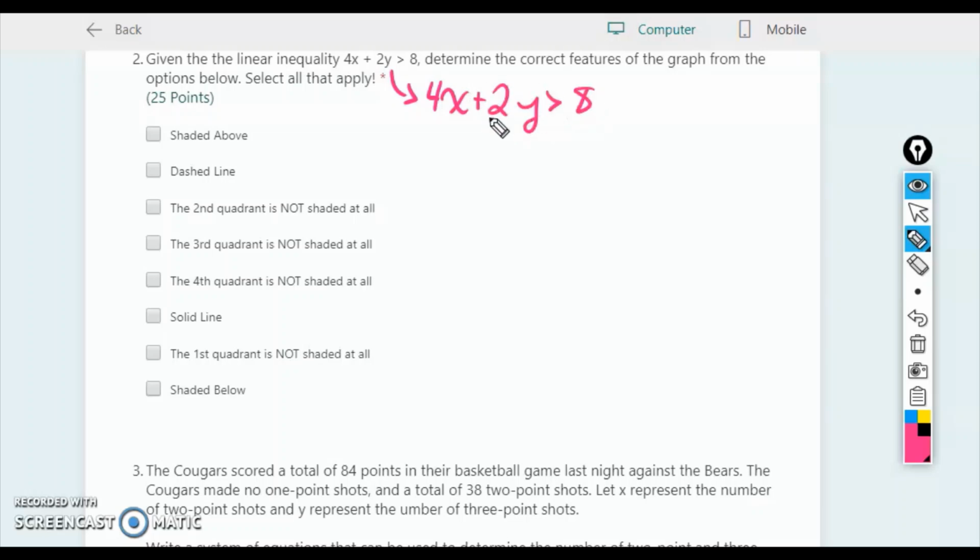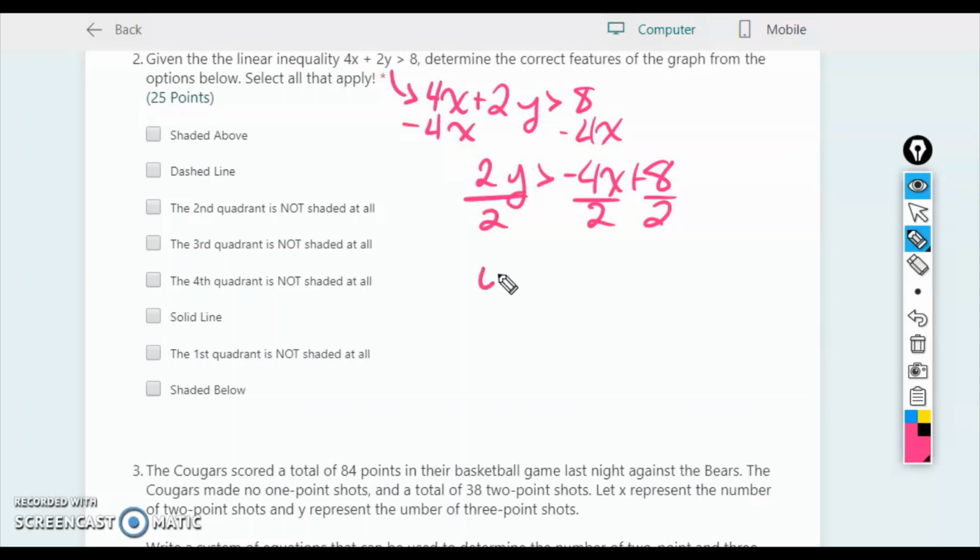I want to get y by itself because it's easier to graph things in slope-intercept form. So I'm going to subtract 4x from both sides. So 2y is greater than negative 4x plus 8. To get rid of this multiplying by 2, I'm going to divide both sides by 2. So y is greater than, since I did not divide by a negative, I'm going to leave it as greater than negative 2x plus 4.